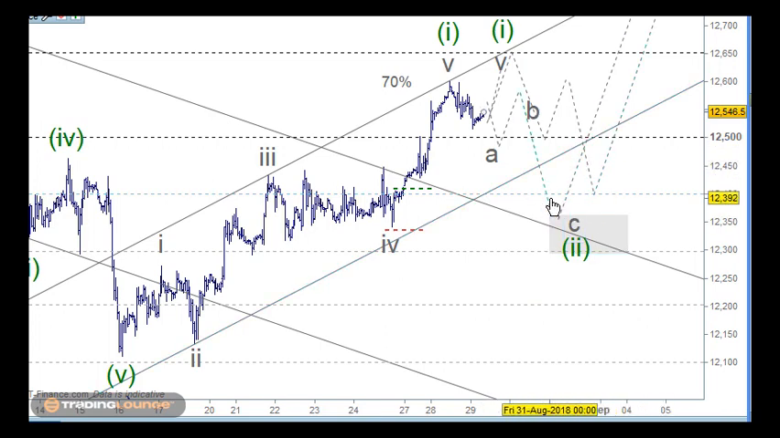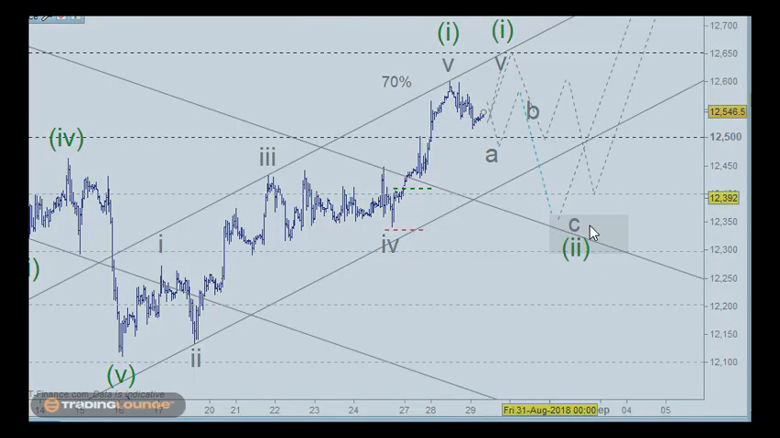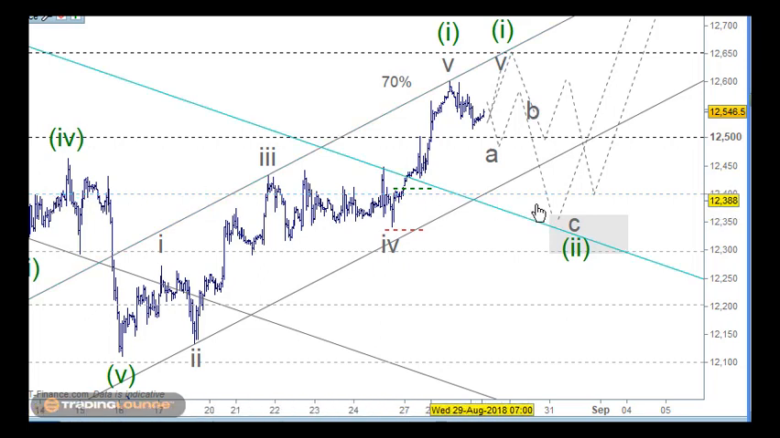We need this pullback. It may not pull all the way back down here. There's going to be a lot of support here, so the 12,400 might be the go, but at least if we can get a position in this space here around the 400 and then look to build on the 500 again here. So let's see how we go.